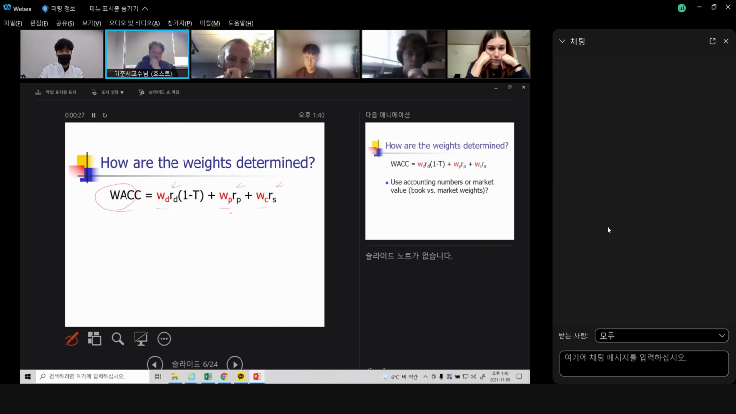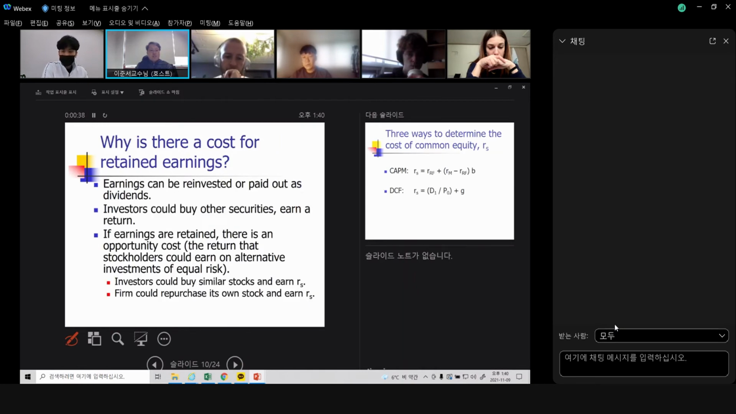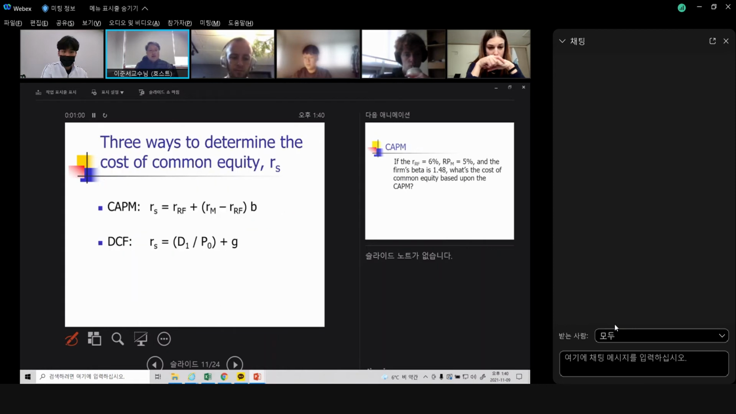Fund and cost of each resource. Then we also figured out the reason why we consider the cost, even if we use the retained earnings. It's the opportunity cost. Even if retained earnings are retained within the company, if we spend the retained earnings, then we should consider it as a cost, okay? So we figured out RD and RP in an easier way, and we figured out RS.